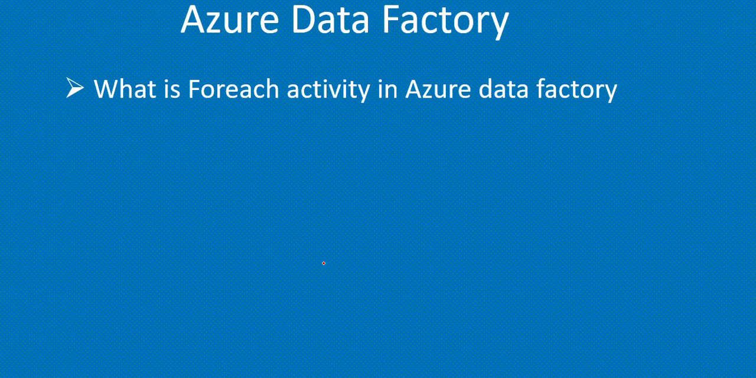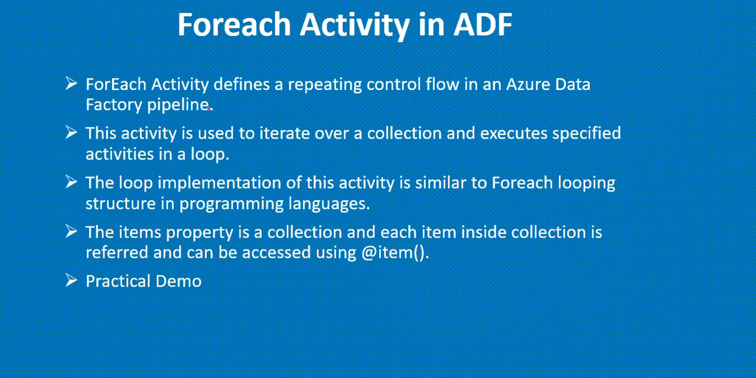Today we are going to discuss what the ForEach activity is in Azure Data Factory. So let's get started. The ForEach activity defines a repeating control flow in an Azure Data Factory pipeline. This activity is used to iterate over a collection and executes specified activities in a loop.